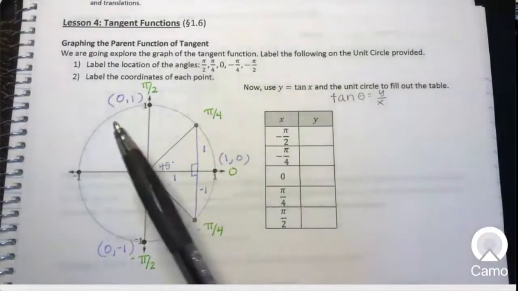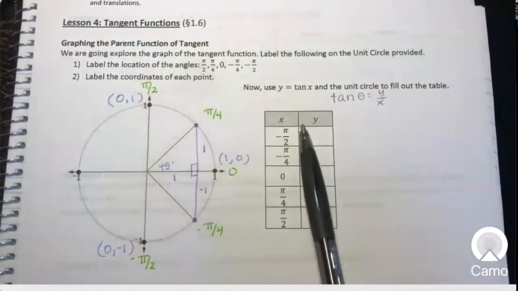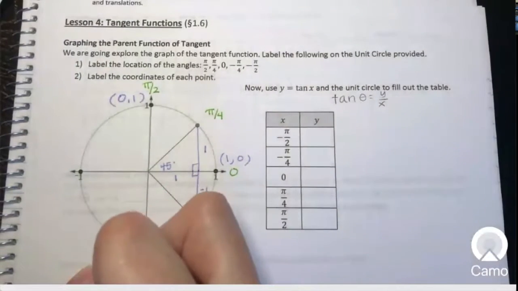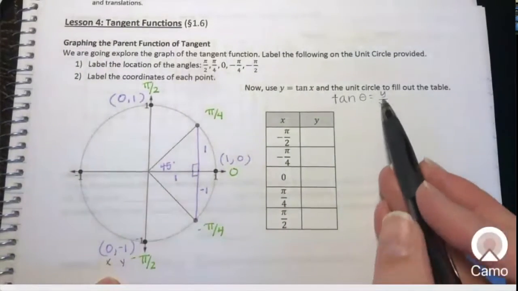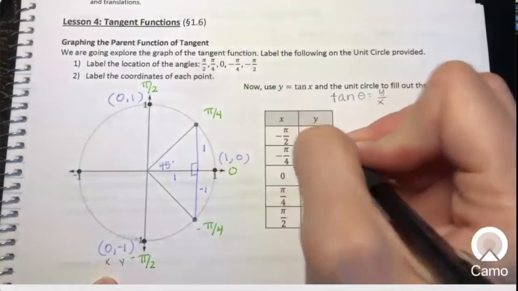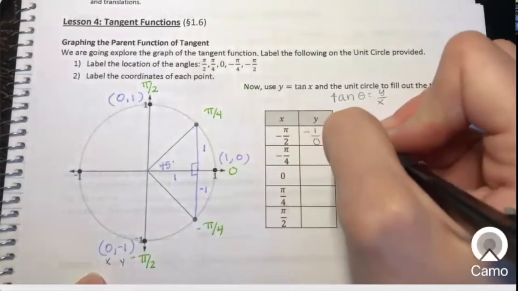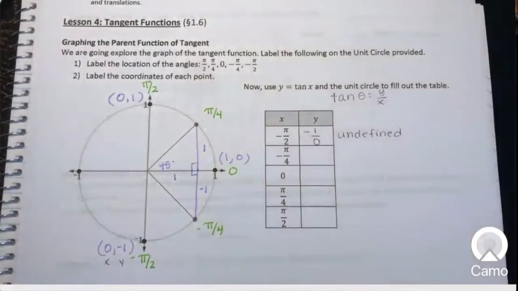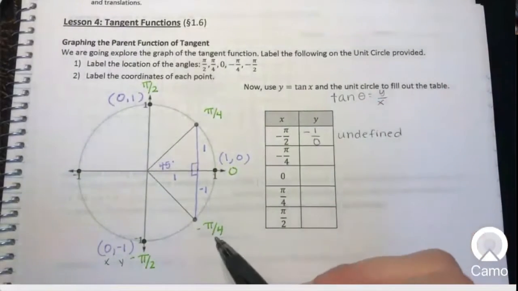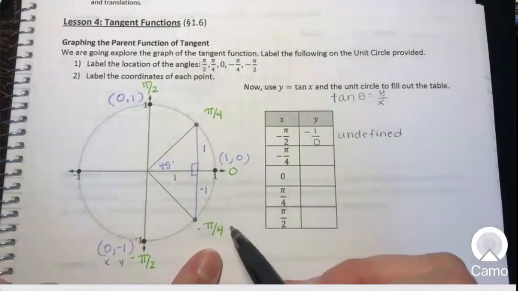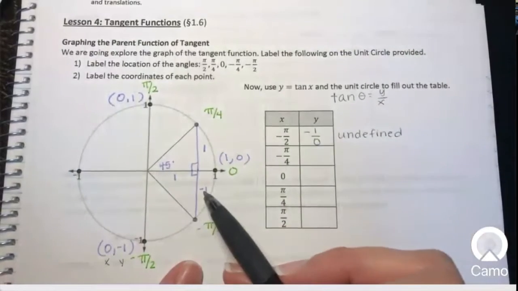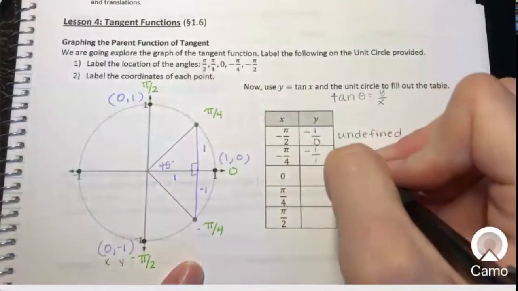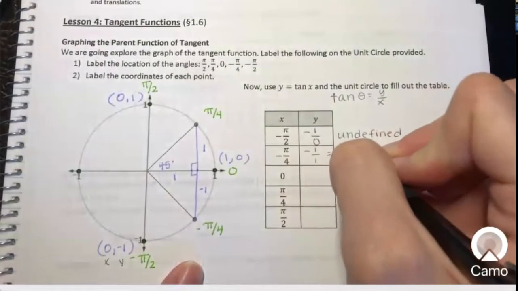So let's go ahead and start with our first one up here, negative pi over 2. So down here we have x and y. y is negative 1 over x, which is 0, and that will give us an undefined value. We'll look at what that will look like on our graph in a few moments. And then if we go to the next angle, negative pi over 4, we have opposite over adjacent is negative 1 over 1, which will give us negative 1.